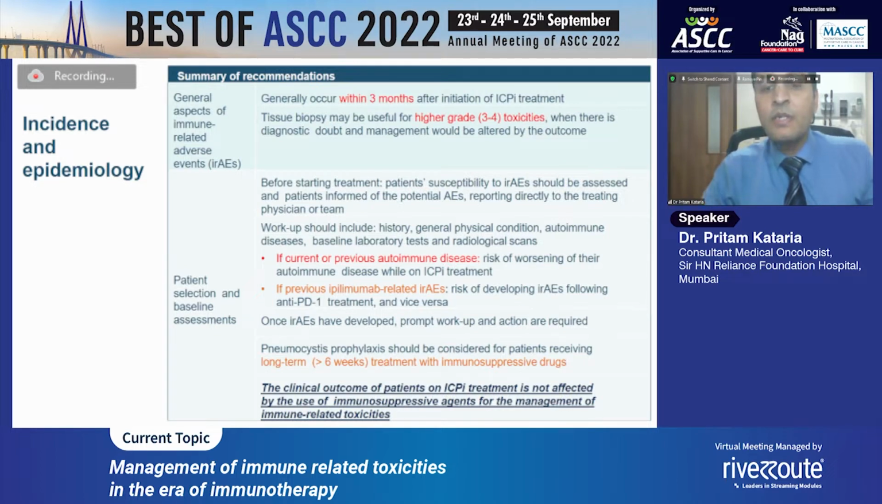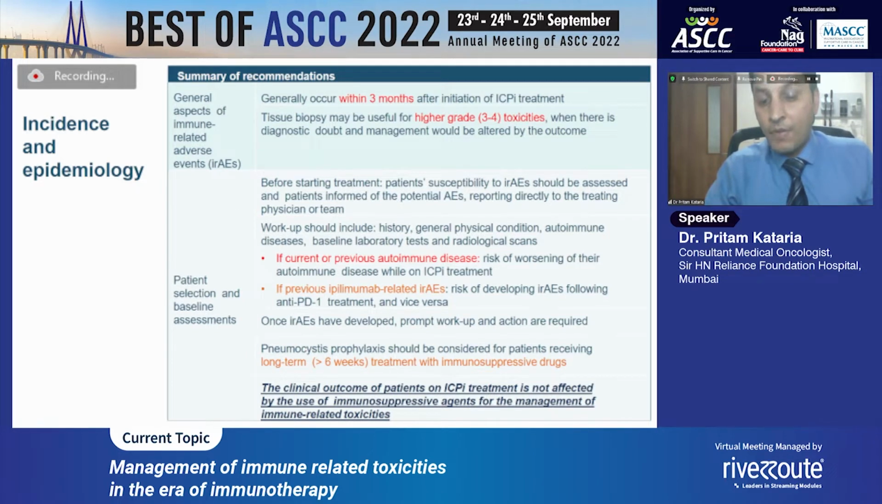Generally, patients with previous or current autoimmune diseases are at higher risk of developing immune-related adverse events, and those patients who already had developed a previous toxicity with immunotherapy are at a greater risk of developing these toxicities. Now, for those patients who are receiving immunosuppressive therapy for mitigation of the immune-related toxicities, we need to give Pneumocystis prophylaxis if they are using the immunosuppressive therapy for more than 6 weeks.